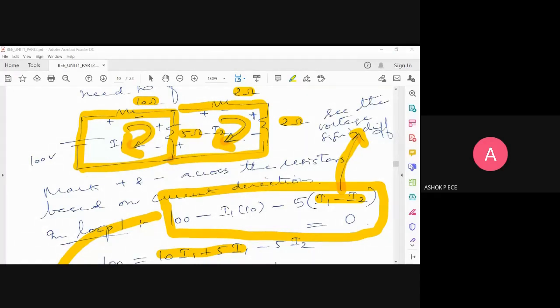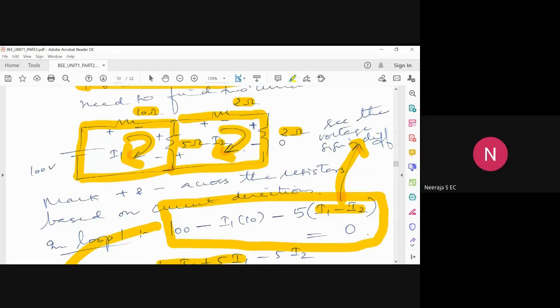See the second loop and write the equation. Neeraja, are you there? Can you say the equation for the second loop? Say the KVL for the second loop. See, the diagram is on the screen. You can see it from the diagram and say. Just give it a try, nothing wrong.